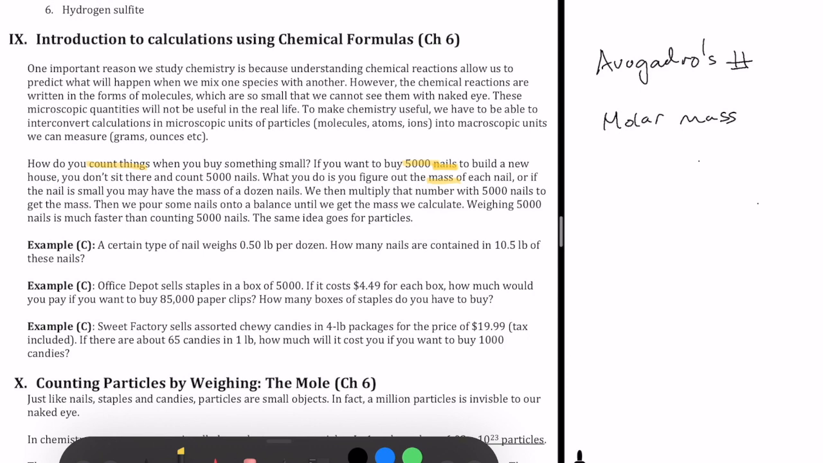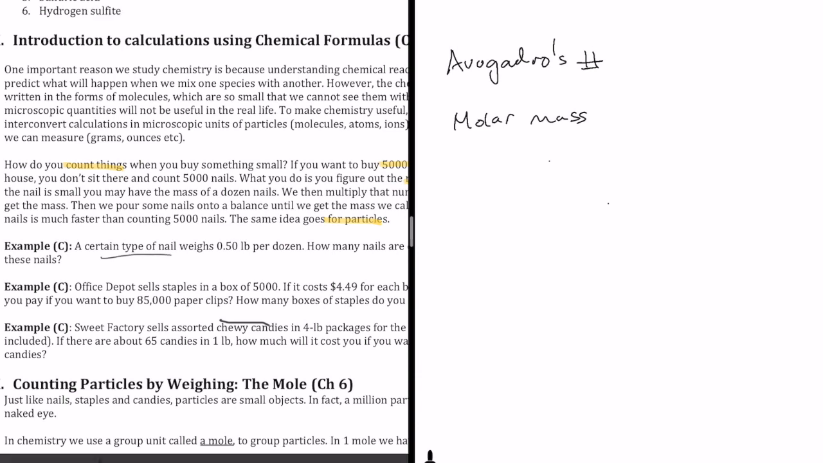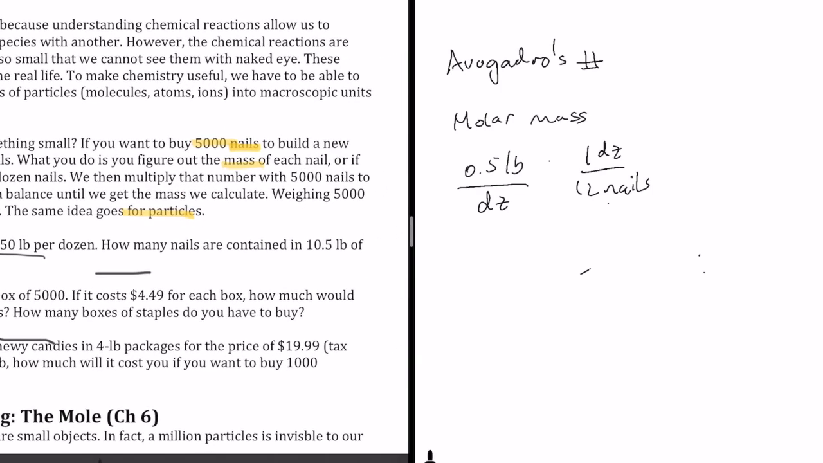So this is what we actually do for particles also. We weigh objects that we know contain those particles, and then using the mass, we can figure out how many particles we have. So I'm going to do a quick example to show how this idea works with the nail. The question here is, a certain type of nail weighs half a pound per dozen. A dozen is equal to 12, so there's 12 nails. And the question is, how many nails are contained in 10.5 pounds of these nails?